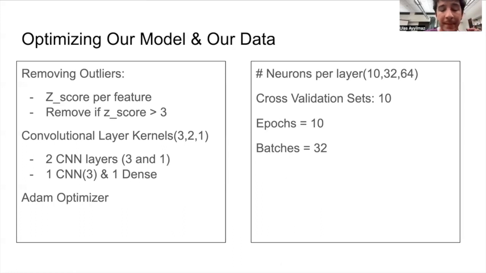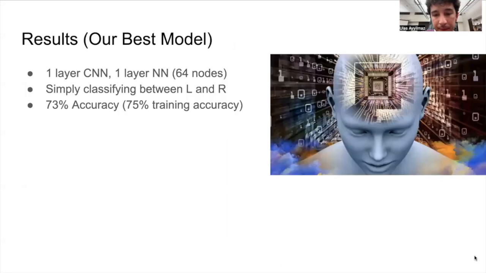and 64. And we used the cross-validation sets so that we would prevent overfitting as well as just have more rigor in our test sets. And we used 10 epochs and 32 batches.